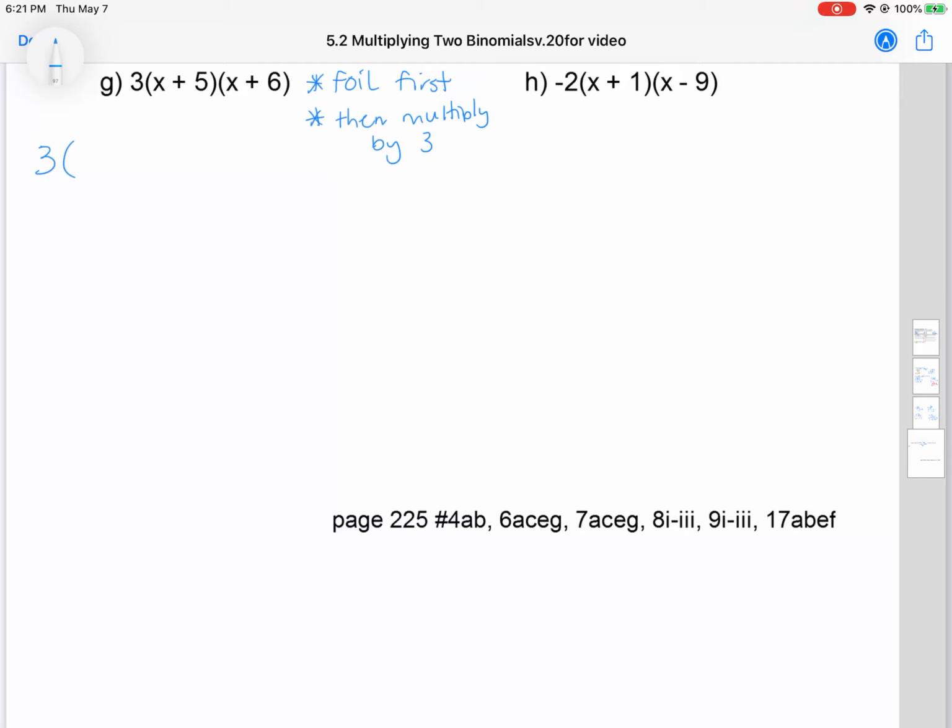Because we have to multiply by 3 eventually, the new expression we're going to make should still stay in brackets, but only one set. So x times x is x squared first. X times 6 is 6x. 5 times x inside is 5x. And then 5 times 6 is 30. Okay, so now you can choose to multiply the 3, or you can simplify first. If you simplify first, then there is less multiplying, but it really doesn't matter.